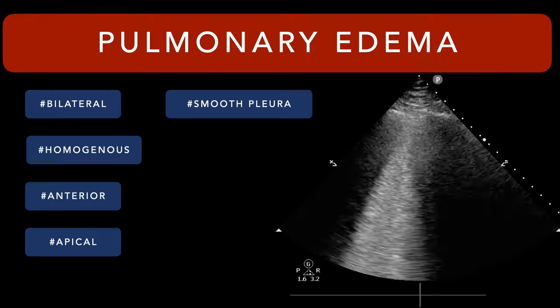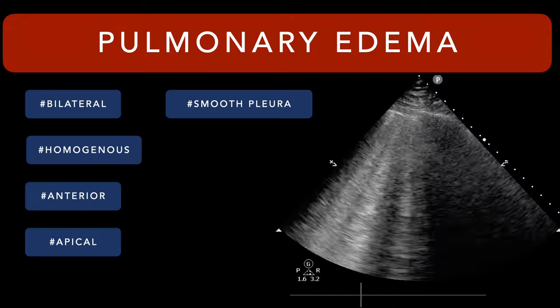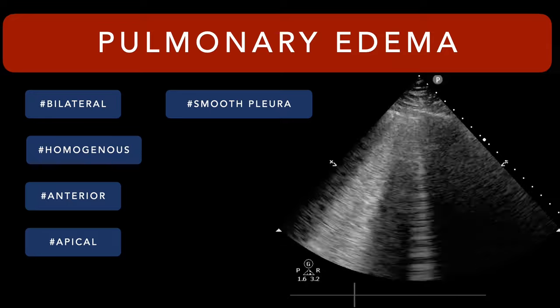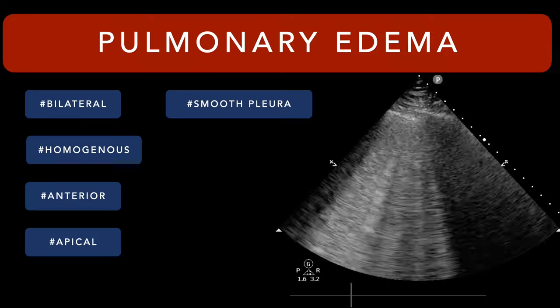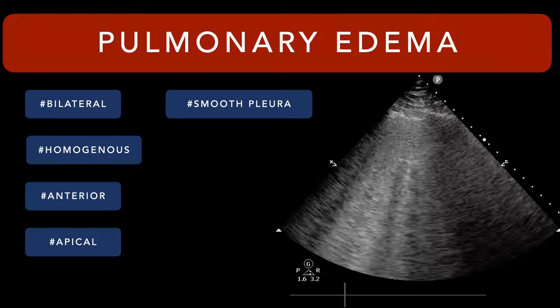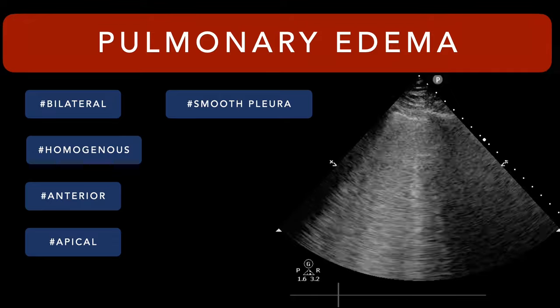Again, you'll always see them basal and posterior because that's where gravity dependency pulls fluids. But as you increase the amount of pulmonary edema, you're going to see them more in the anterior lung fields, and more in the apical lung fields, where gravity tends not to allow fluid to settle. That's a little nuance you can see.